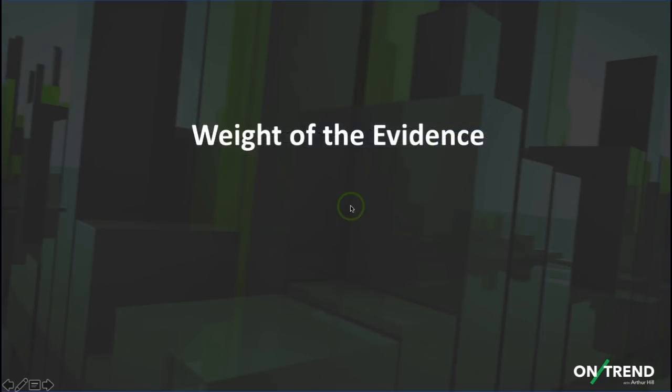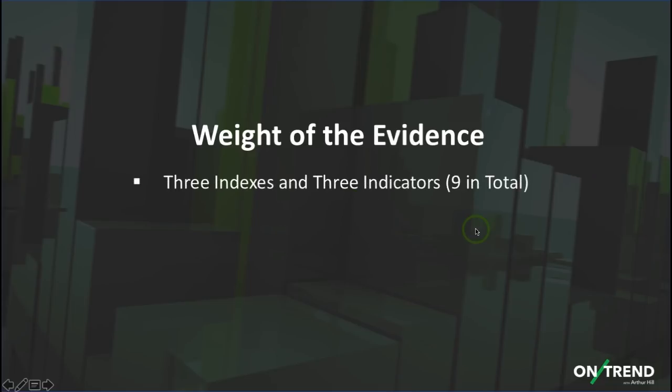All right, so now we're going to put all these breadth indicators on these three indexes and show you how to take a weight of the evidence approach to broad market analysis. So basically what we have is three indexes and three indicators for each index. That's 9 in total. So you have a majority right away. If 5 of 9 are bullish, you're in a bull market. If 5 of 9 are bearish, you're in a bear market.